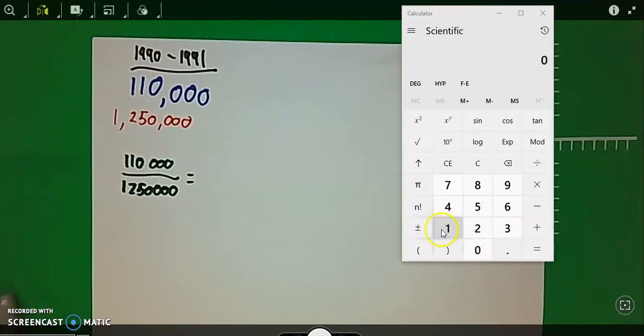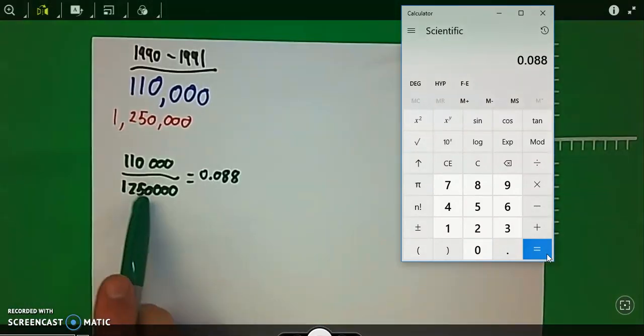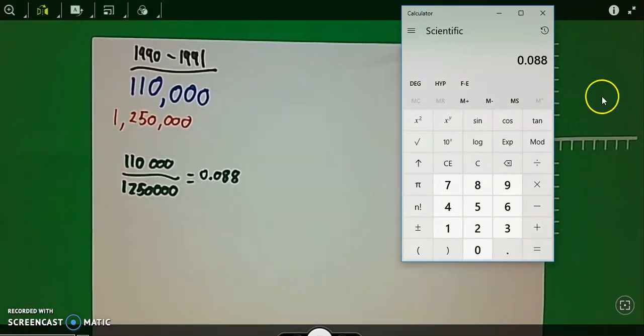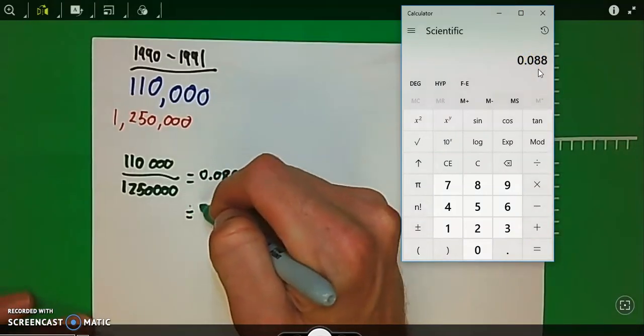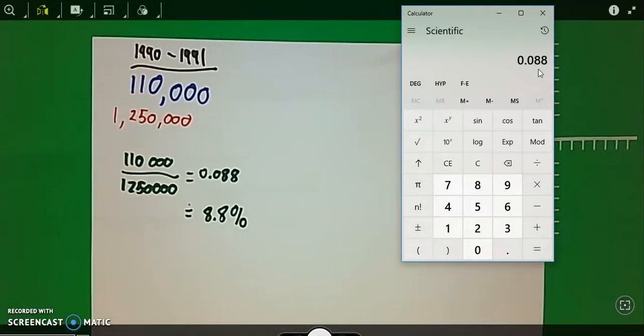Okay, we've got our calculator out, and now we just enter in our information. So 110,000 divided by 1,250,000. There it is, equals 0.088. And note, if I read the graph slightly differently and had slightly different numbers like the answer that's posted, I will have a slightly different result for my proportion. So this tells us that approximately 8.8% of the population in 1990 was enrolled in college.